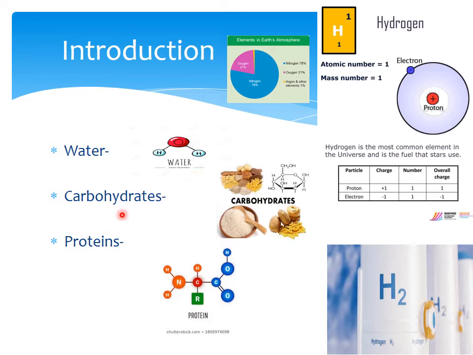Carbohydrate, that's a compound of carbon, hydrogen and oxygen. Examples: glucose, fructose, sucrose, etc. Here the glucose formula is given, that is C6H12O6, where hydrogen is present. And then protein. Its general formula is NH2CHRCOOH. You can find that this protein is nothing but a combination of amino acids.